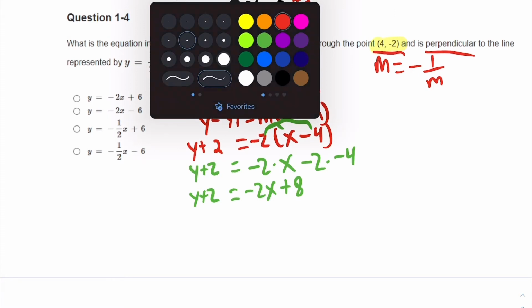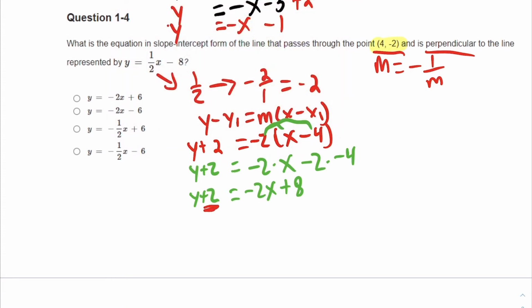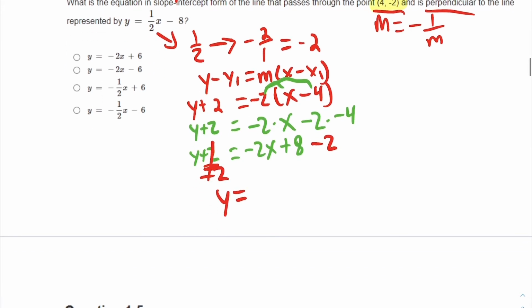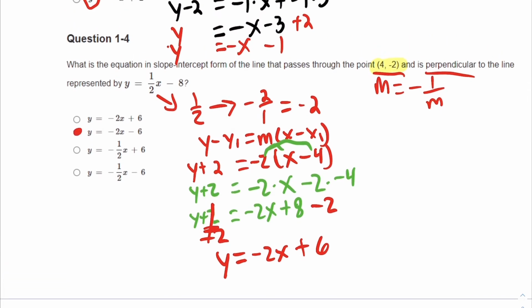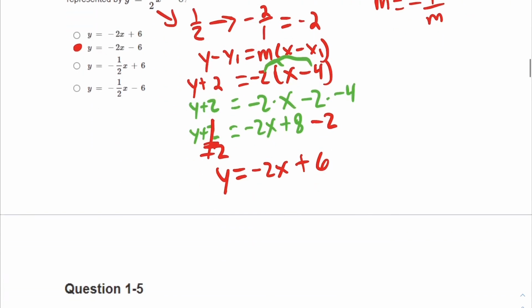But we do not want the +2 to stay here. We want that to go away. So we need to do the opposite, which is to subtract 2. And we get y equals -2x plus 8 minus 2 makes 6. I'm about to bubble the wrong answer. I should bubble the first one, but here I accidentally did the second one.